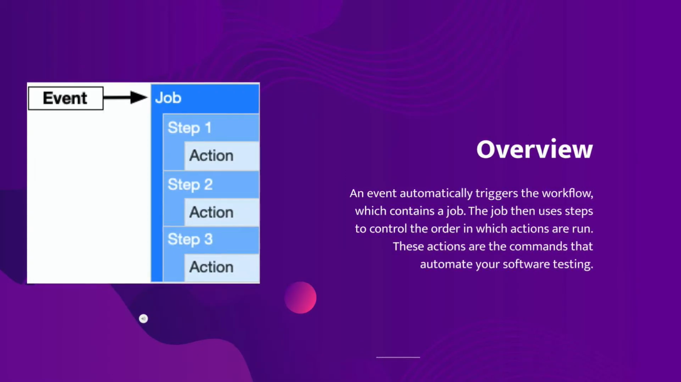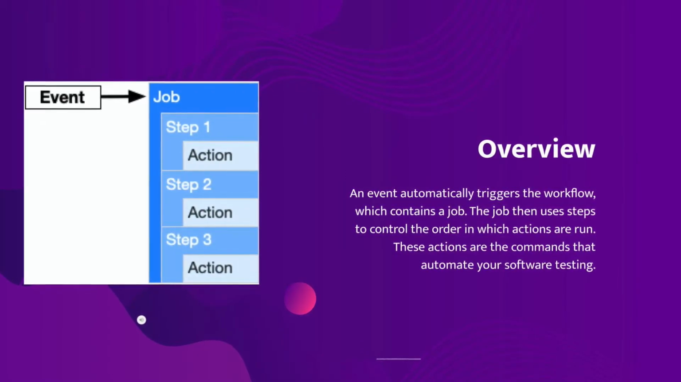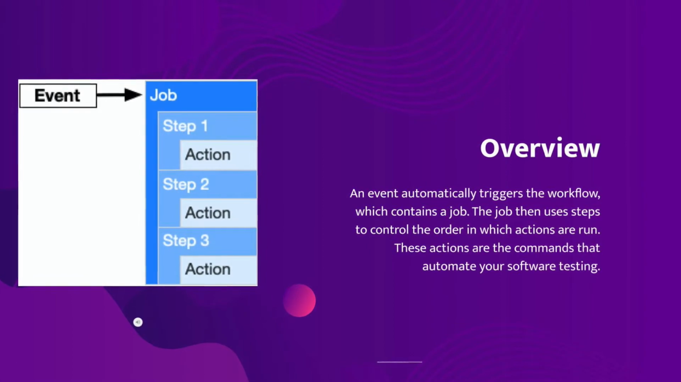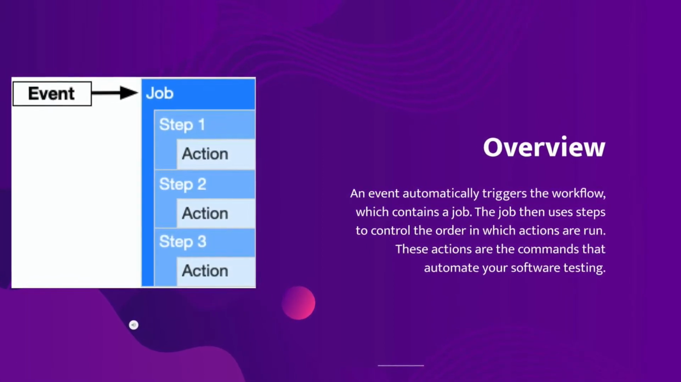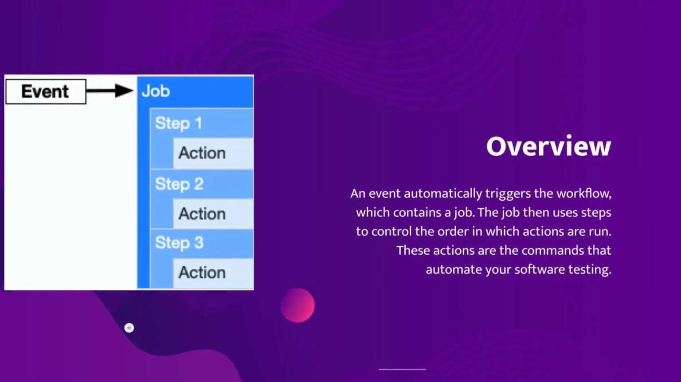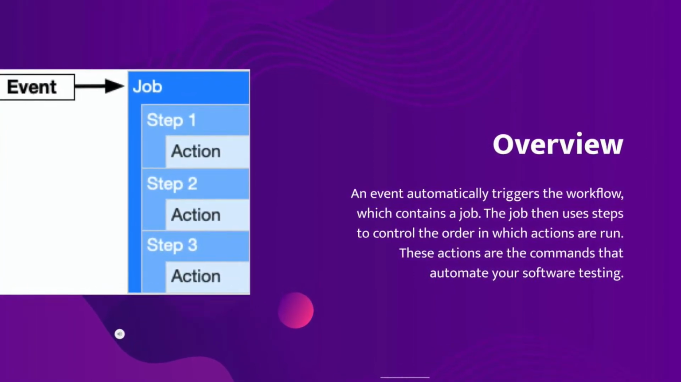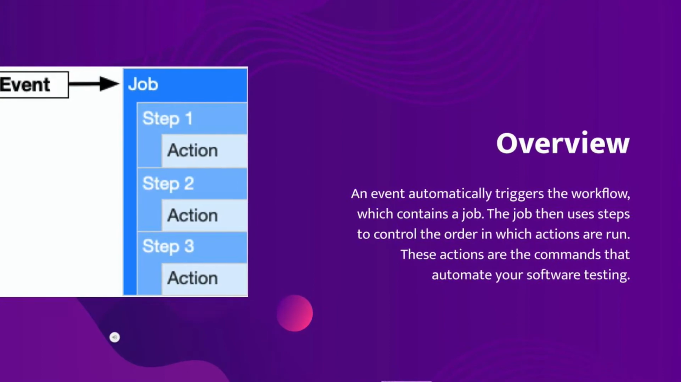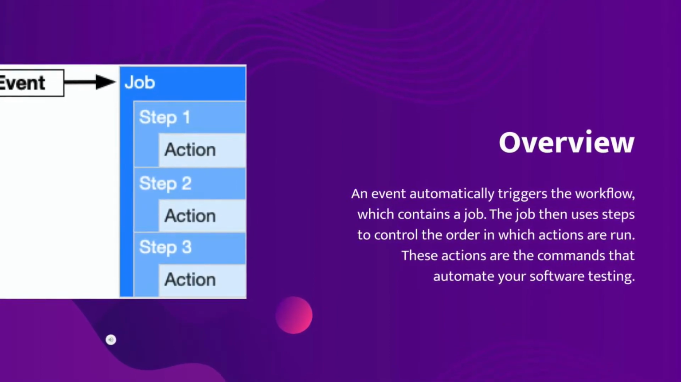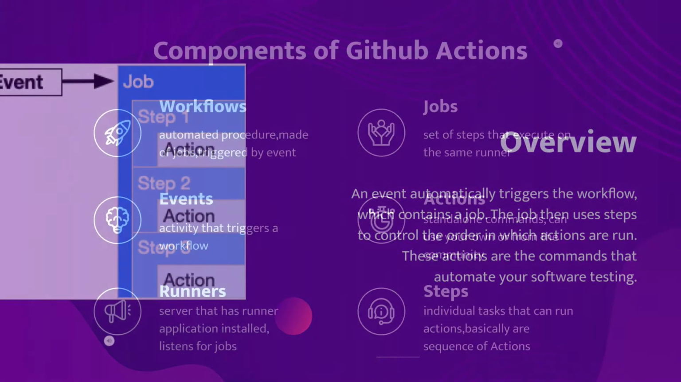Now let's take a look at this diagram. It describes how a basic GitHub action works. An event automatically triggers the workflow, which contains at least one job. The job then uses steps to control the order in which actions are run. These actions are commands that automate your software development lifecycle. To understand how they work, we need to learn more about the basic components.